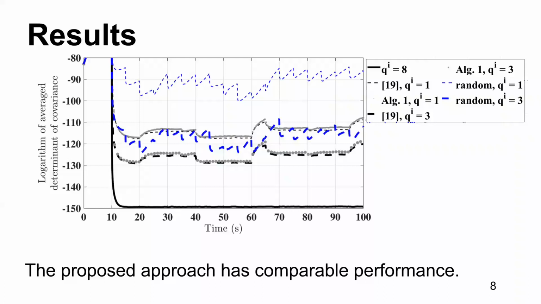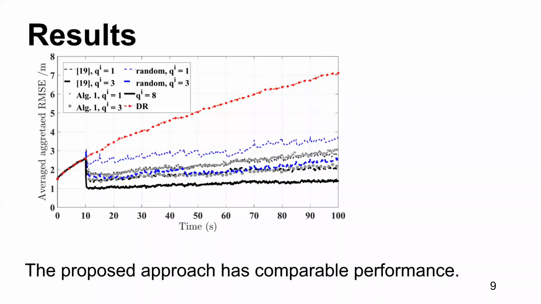Next, we demonstrate the effectiveness of our method through a Monte Carlo simulation study for 9 robots. This figure shows the time history of the logarithm of the average determinant from m equal to 50 Monte Carlo simulations. Clearly, we can observe the same trends as before when we compare these methods. This figure shows the average RMSE result for the Monte Carlo study.